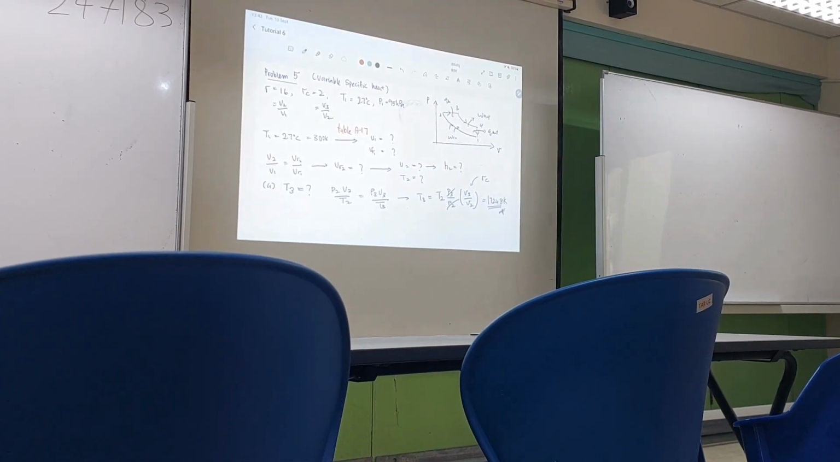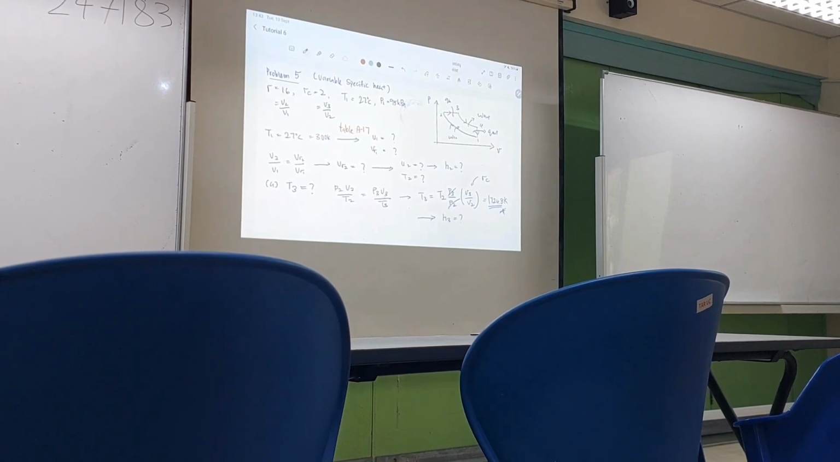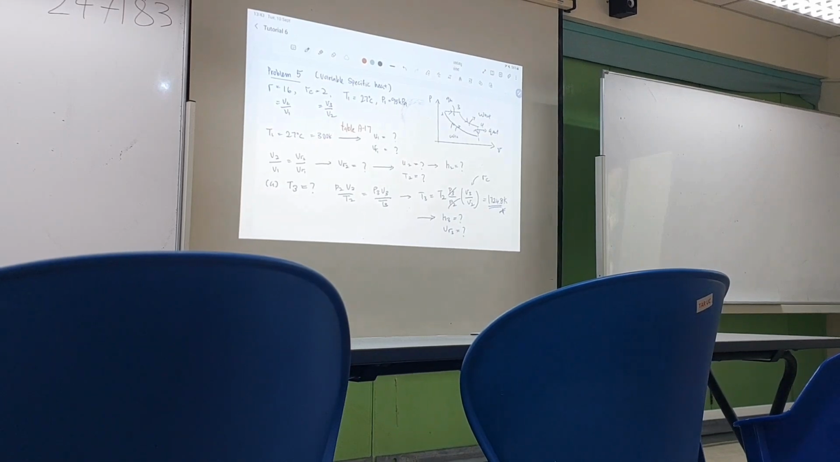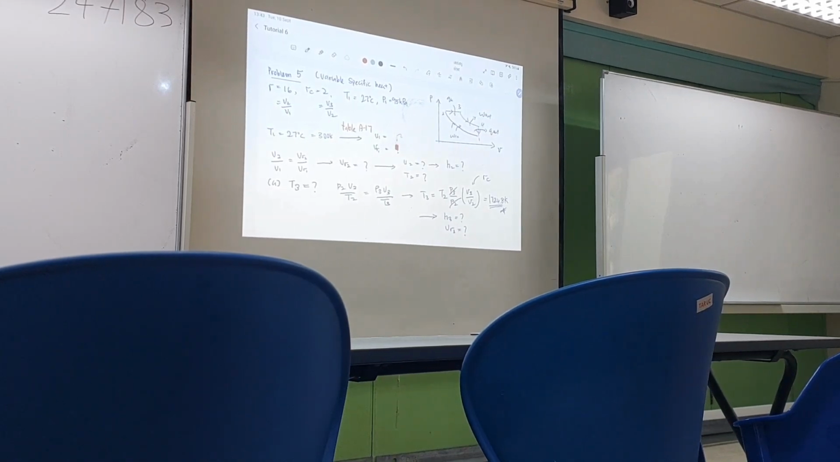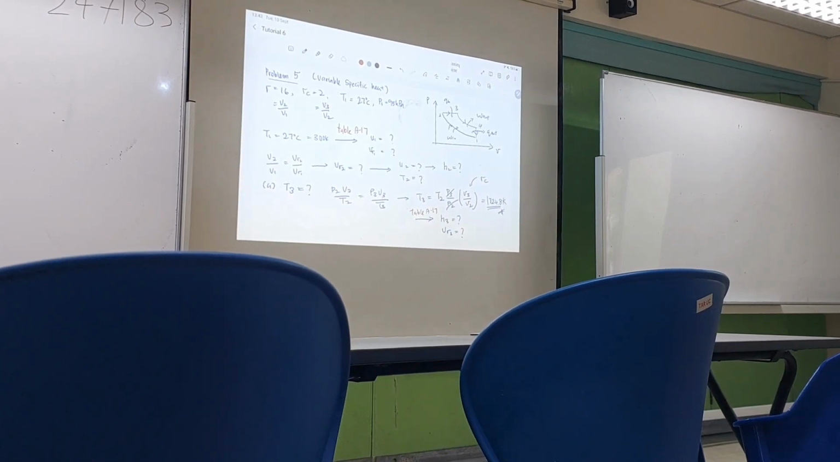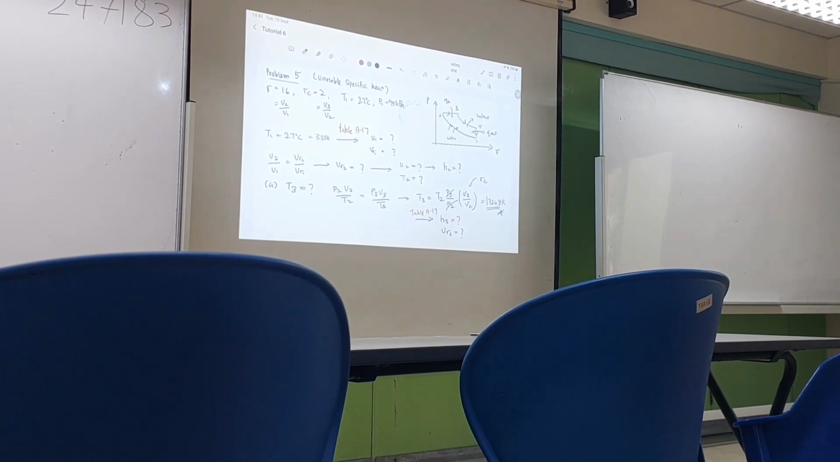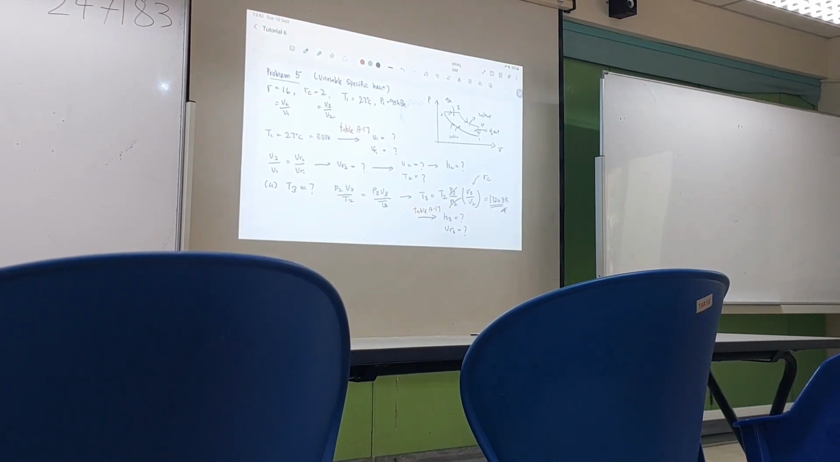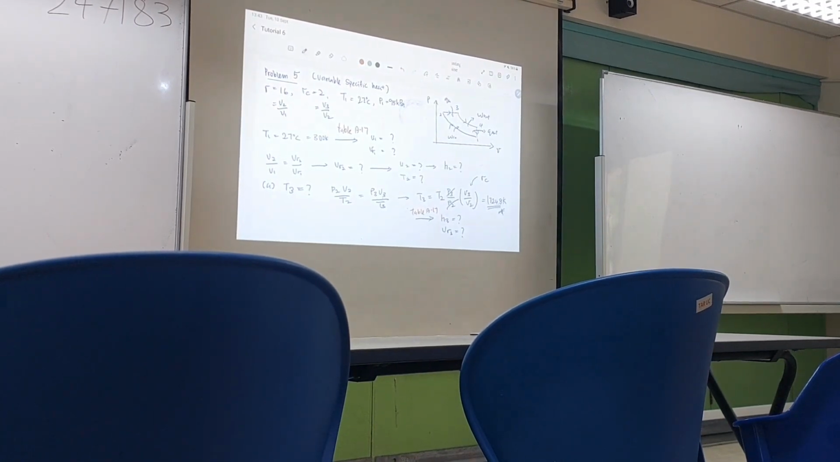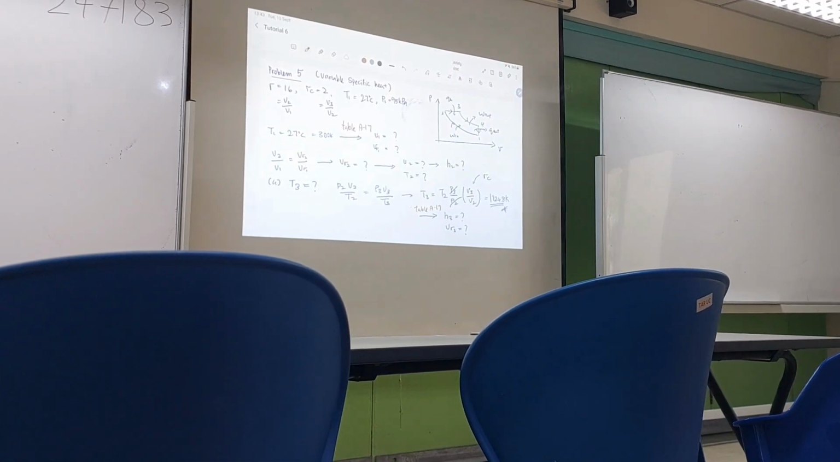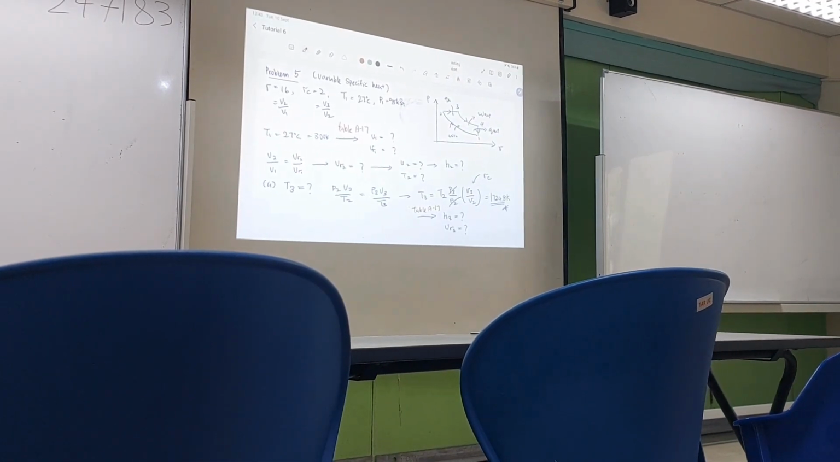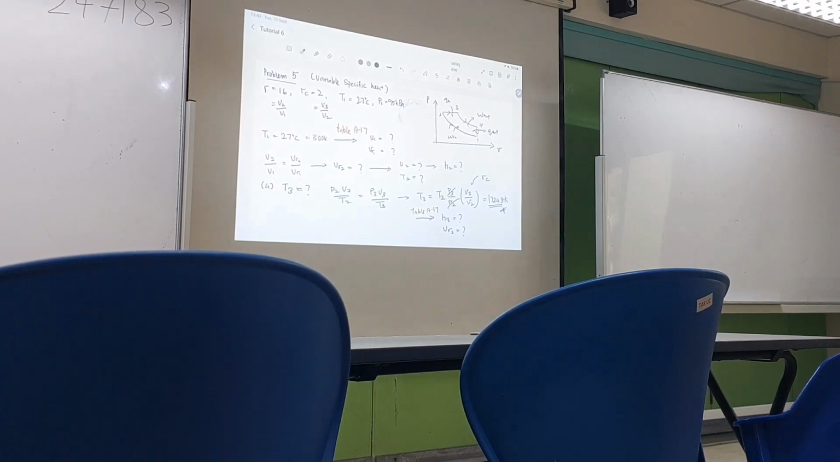Once you get T3, then from here you can actually get h3 and also vr3. Again, this will be table A-17. So can you follow so far? Just standard procedure, right? Just like before this.